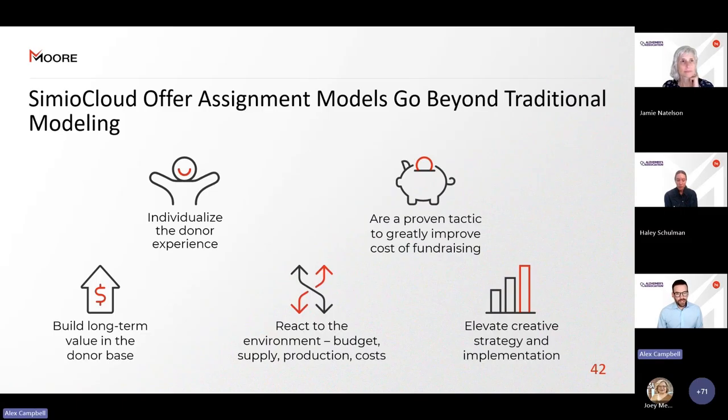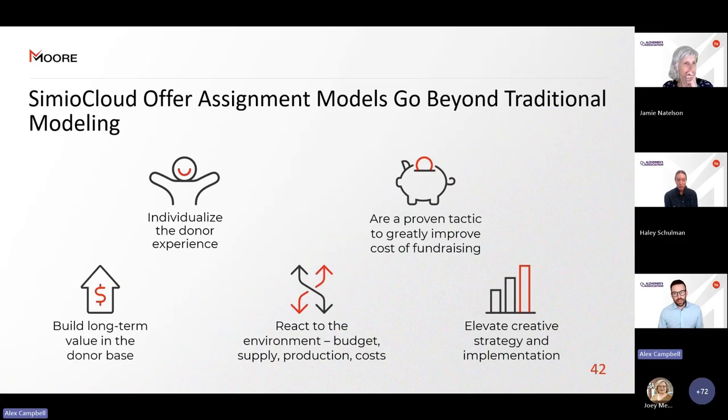All right. So quick summary here. The models individualize the donor experience. They're a proven tactic to greatly improve the cost of fundraising. They build long-term value in the donor base, and they're able to react to the environment. Haley mentioned the label shortage. There's always going to be changes and tweaks with budget, with supply, with production, and with costs. Budgets are constantly changing, more or less expense.